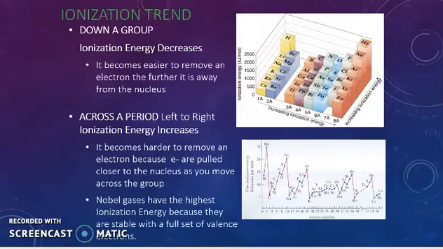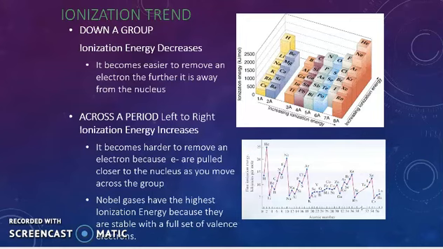The trend for ionization energy, as you go down a group, ionization energy decreases because they're getting bigger as you go down a group, so it's easier to remove the electron the further it is away from the nucleus. So as we're going down the group, they're getting bigger. Those further out electrons are easy to plop off because they're a long ways from the nucleus, long ways from home. It's a lot easier to stray them off the path and take them away.